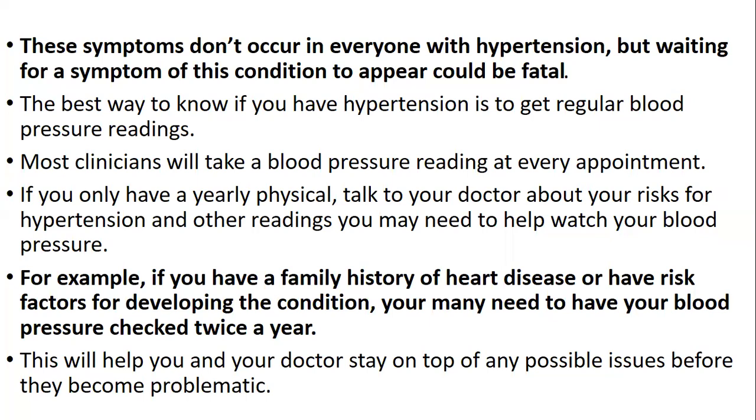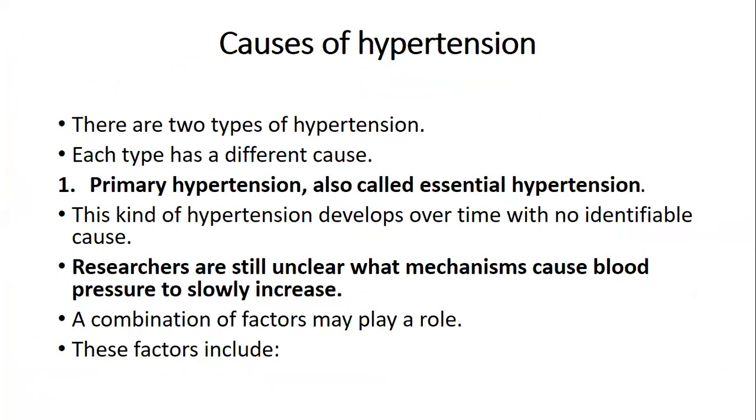For example, if you have a family history of heart disease, or have risk factors for developing the condition, you may need to have your blood pressure checked at least twice a year. So have regular checkups, and if you know that there is this history in the family, have serious regular blood pressure checkups, at least twice a year, so that you catch it early. You've seen from where I started, if you allow the condition to continue, it may be fatal. So you don't need to allow it to go on for a long time.